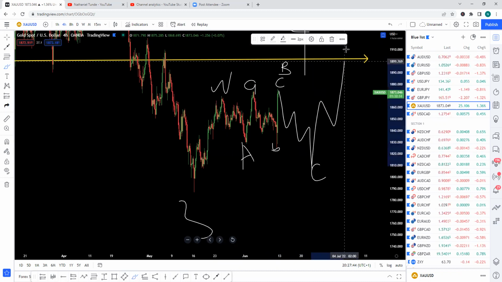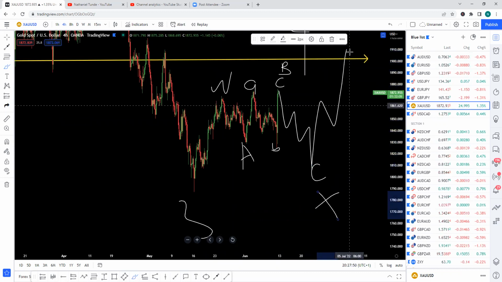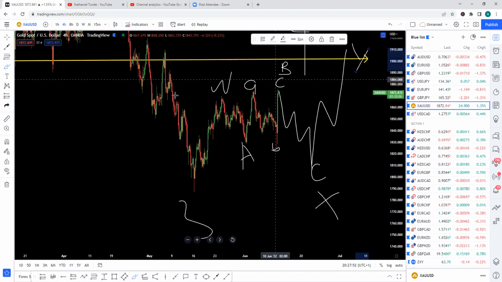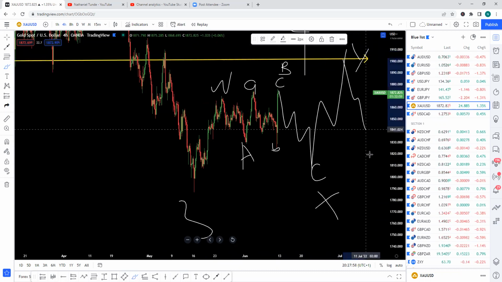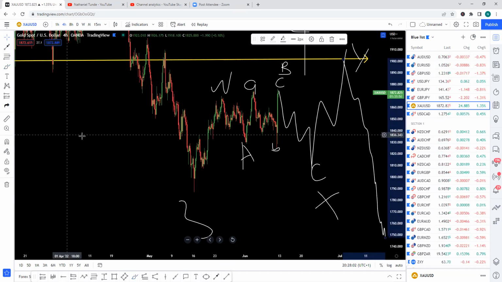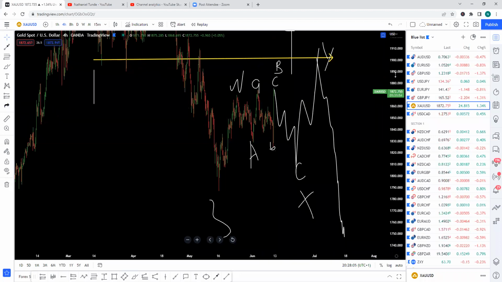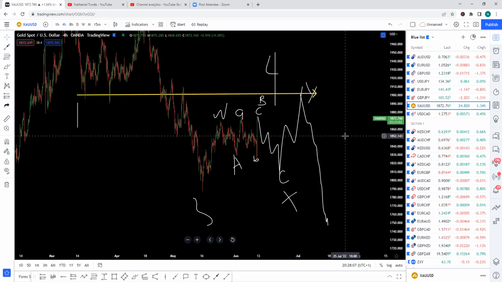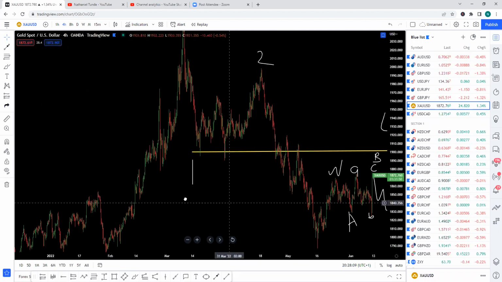Now I have 3 waves up. 1, 2, and 3. That is 3 waves here, W, 3 waves here, X, 3 waves here, Y. So at 1900, we're likely going to have a massive breakdown of gold on the downside. Are you getting the effect now? Yeah, exactly. So that's the analysis on gold.